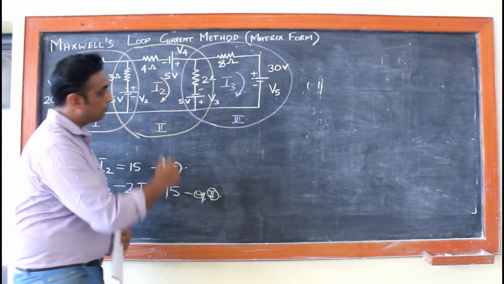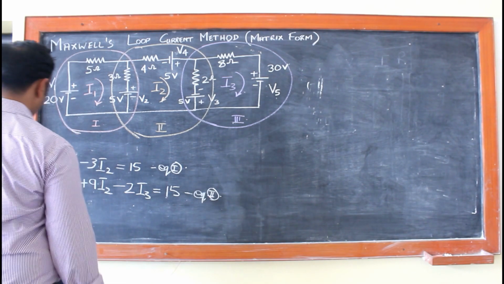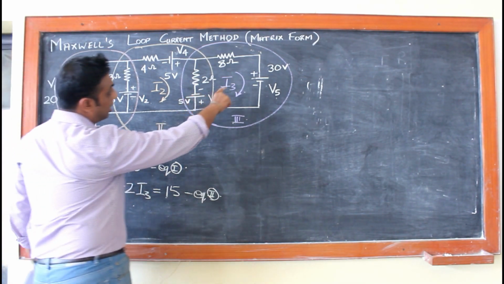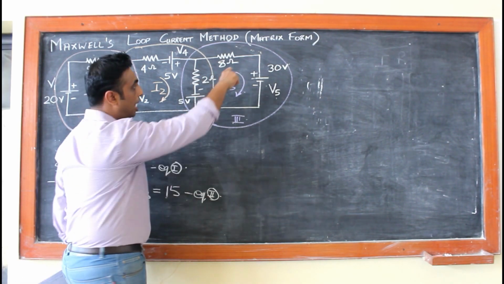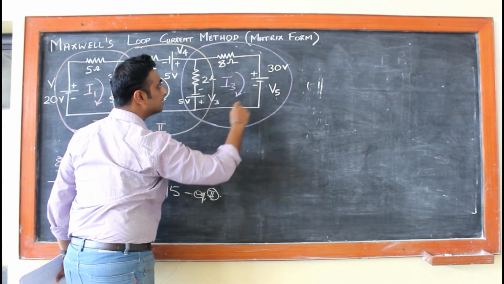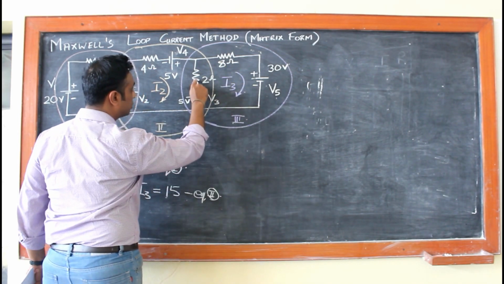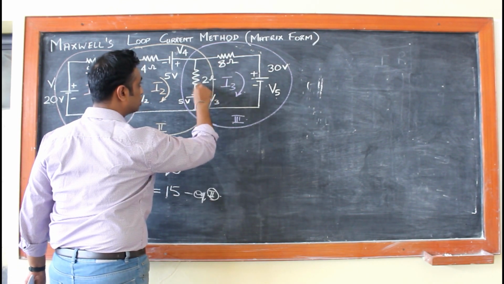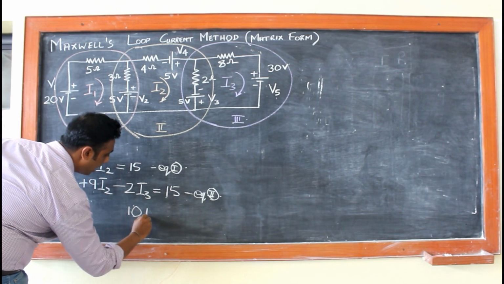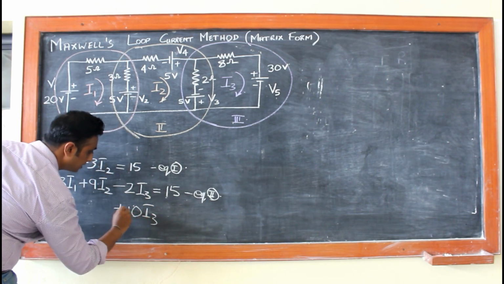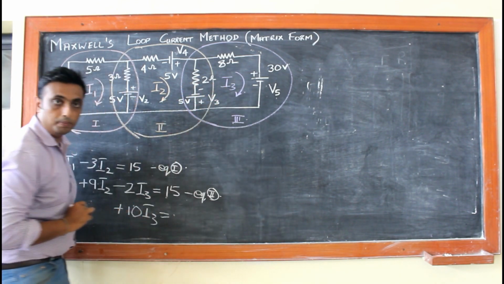So now we will go for loop 3, using KVL in loop 3. In loop 3 we have 2 resistors, 8 ohms and 2 ohms. Now I3 is flowing through the 8 ohms as well as the 2 ohms resistor. So 8 plus 2 is 10 I3 with a positive sign. It will take a positive sign because we are dealing with loop 3.